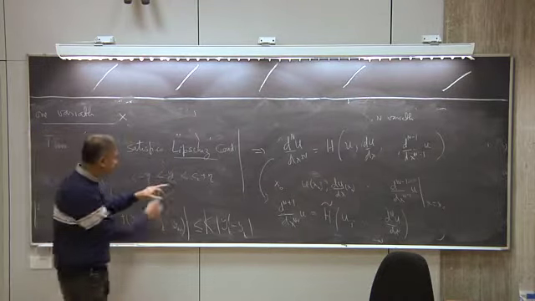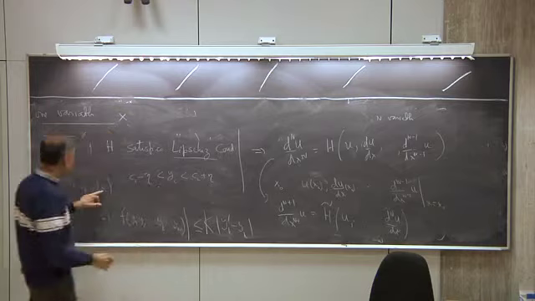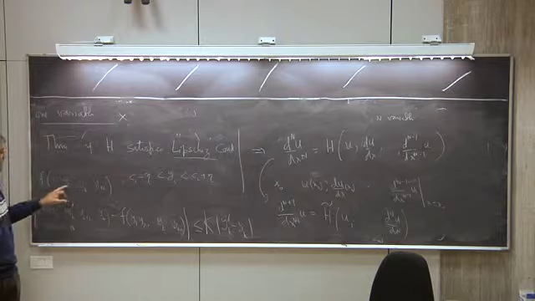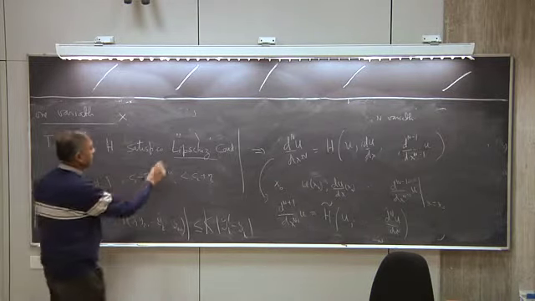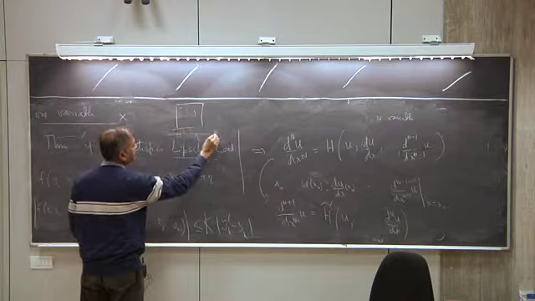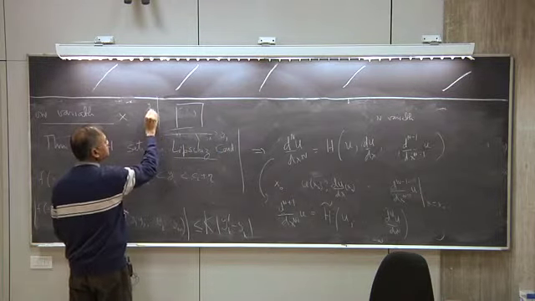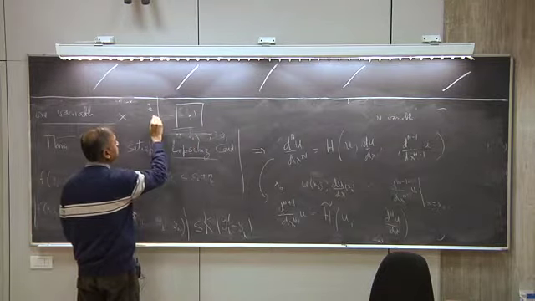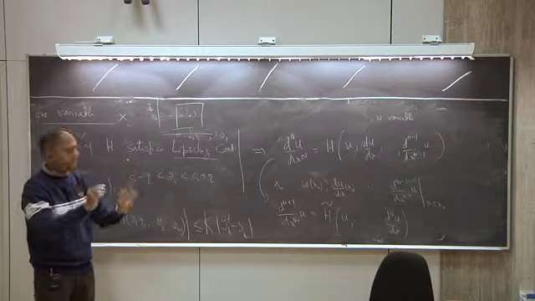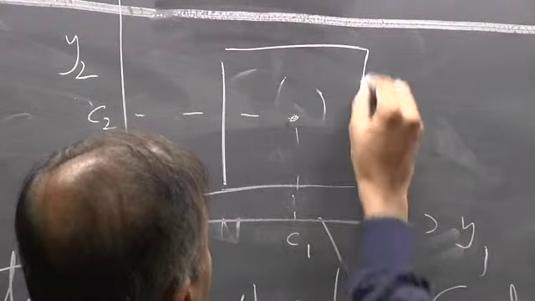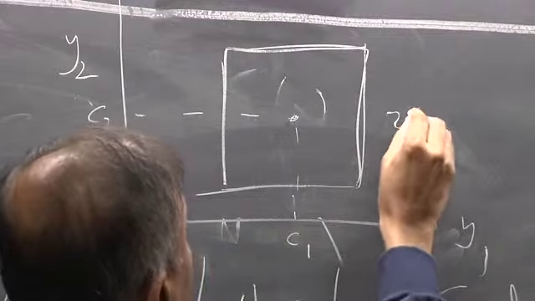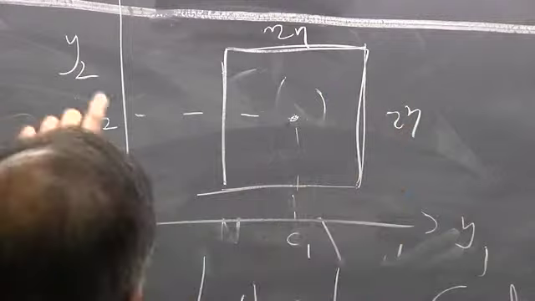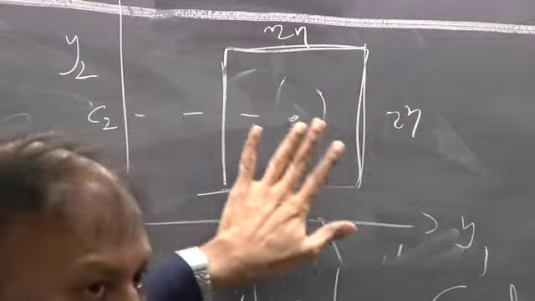Just to give an example, suppose this capital N was just 2, so there is just y1 and y2. This is the y1 direction, that's the y2 direction, and this point is the point c1, c2. You are looking at a square of length 2 eta on each side. So this is my box, and I am allowing y1 and y2 to move inside this. So I am considering this region.